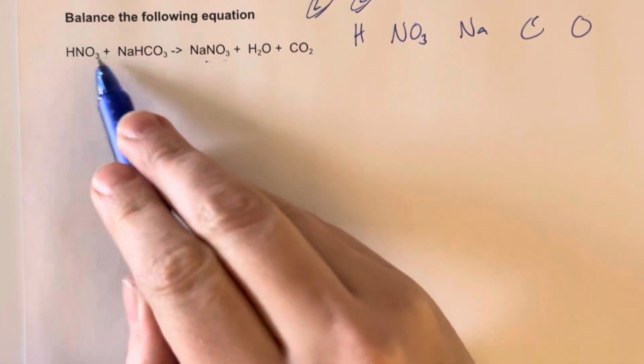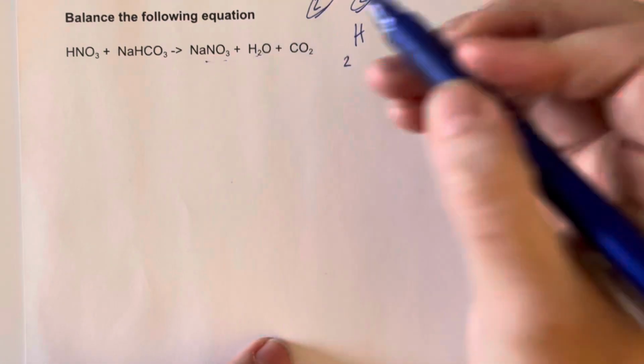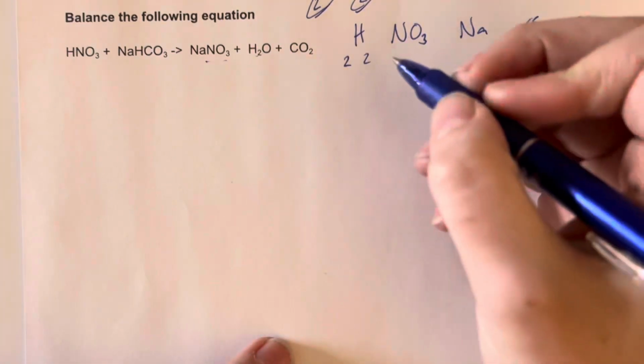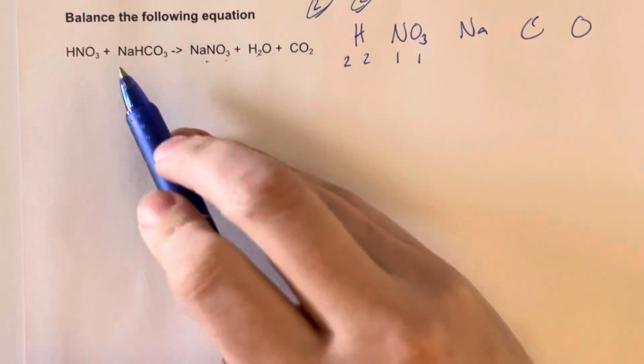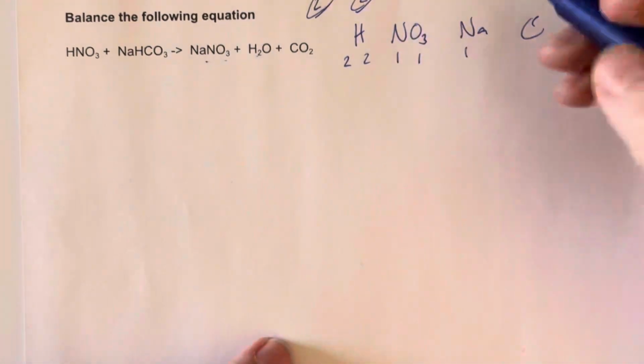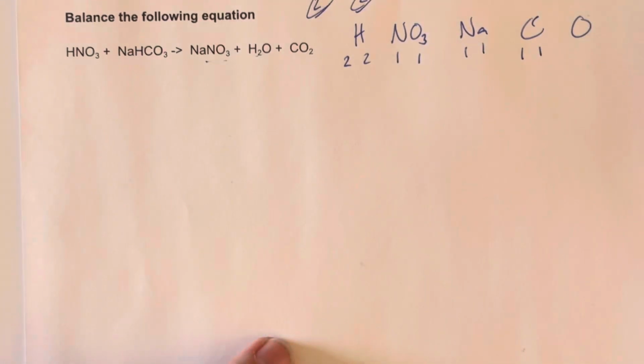So hydrogen is in 2 places on the left-hand side. I have 2 of them. On the right-hand side, it's just in 1 place, but I do have 2 of them. Nitrate, there are no parentheses around it, which means that I only have 1 nitrate on the left-hand side. No parentheses around nitrate on the right-hand side either, which means I only have 1 of them as well. Sodium on the left-hand side, I have 1. Sodium on the right-hand side, I also have 1. Carbon on the left-hand side, I have 1. Carbon on the right-hand side, I also just have 1.